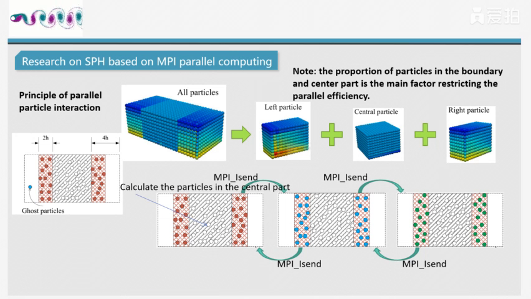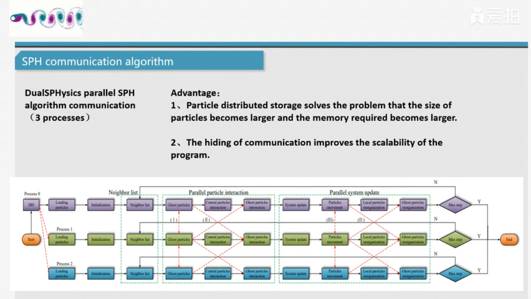This is the communication process of the parallel SPH method. Here, take three processes as an example. First, the data is distributed to different processes through the domain decomposition algorithm and then initialized. It can be seen from the figure that there will be 4 communications in each iteration.